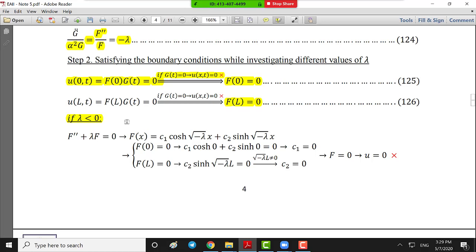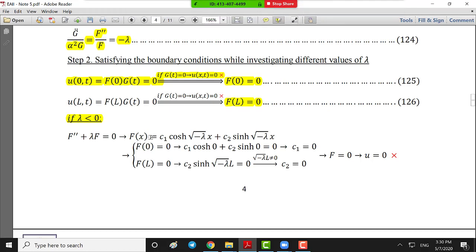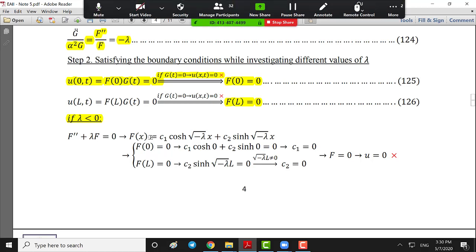in order to show that lambda can't be negative, right? Over there we said g dot over alpha squared g is equal to minus lambda, so g is equal to e to the minus lambda alpha squared t times a constant. So if lambda is negative, then the exponent of this exponential function is positive, and that means that as time goes to infinity, g goes to infinity, so u goes to infinity, and that is impossible.